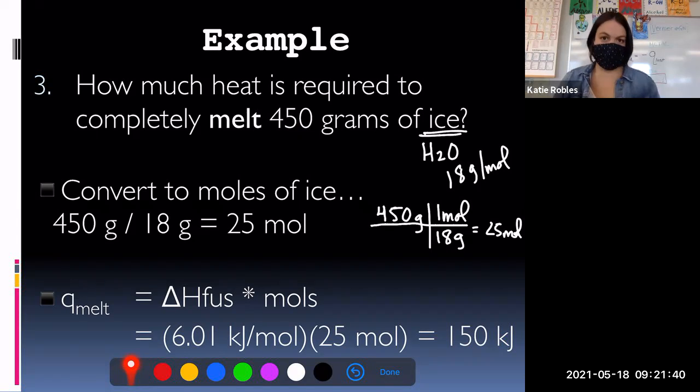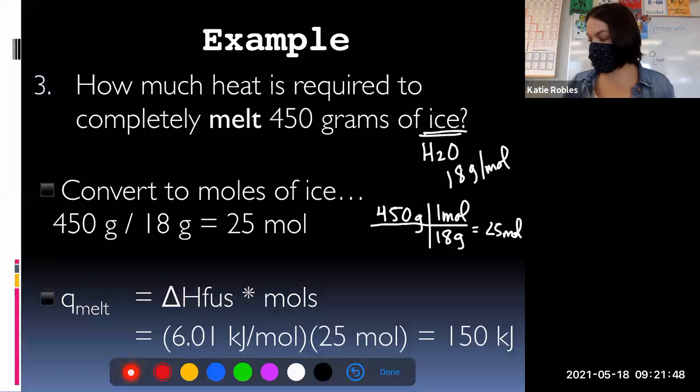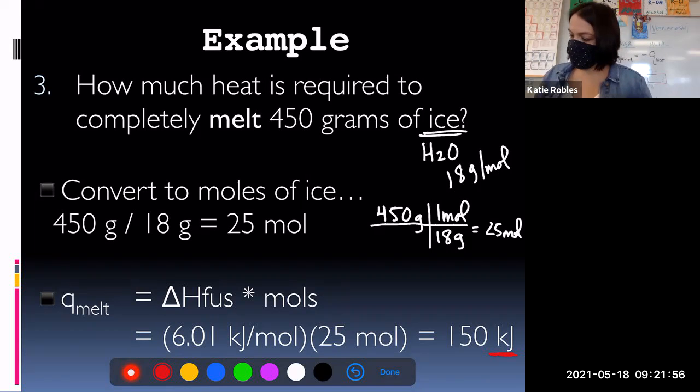The second thing that makes this equation different than Q equals MC delta T is that when you're done with Q equals MC delta T, you usually get an answer in joules, and this is in kilojoules. And that'll come up in a second, that you'll have to pay attention to that.